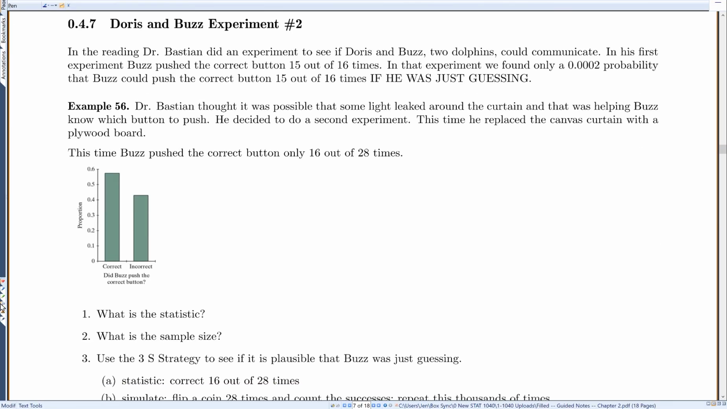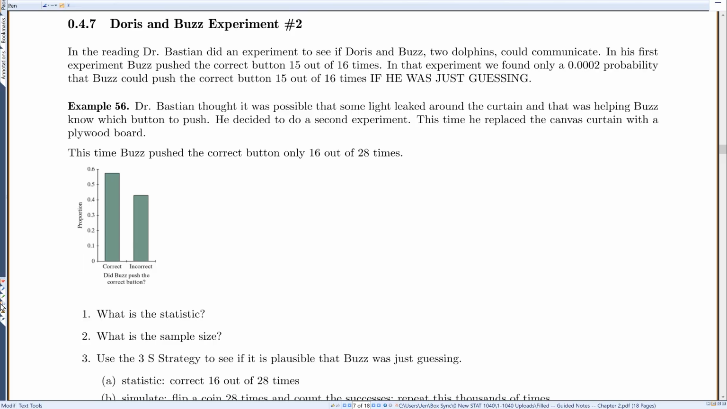Let's see, so this is an experiment about Doris and Buzz. In the reading, Dr. Bastian did an experiment to see if Doris and Buzz, two dolphins, could communicate. In his first experiment, Buzz pushed the correct button 15 out of 16 times. In that experiment we found only a 0.002 probability that Buzz could push the correct button 15 out of 16 times if he was just guessing.